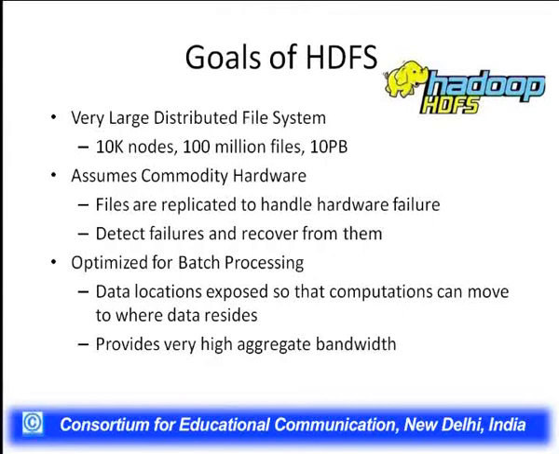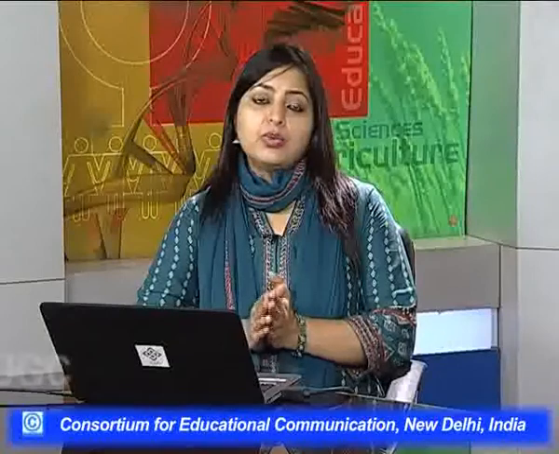The second goal which HDFS aims at achieving is that it assumes the presence of commodity hardware. Commodity hardware we've already discussed. So files are replicated to handle hardware failures. It is not that we have just one copy of a file stored in HDFS. We have multiple copies of the file, which are stored in different parts of HDFS. That is a part of rack awareness, where some of the files are stored on the same rack, some of the files are stored on another rack. That we'll do in detail in the upcoming lectures.